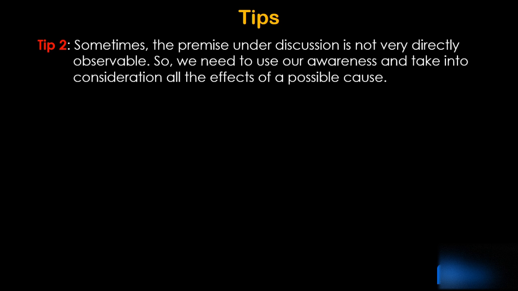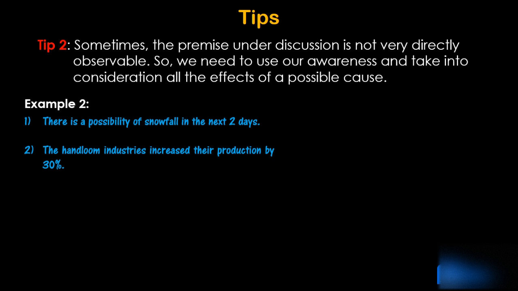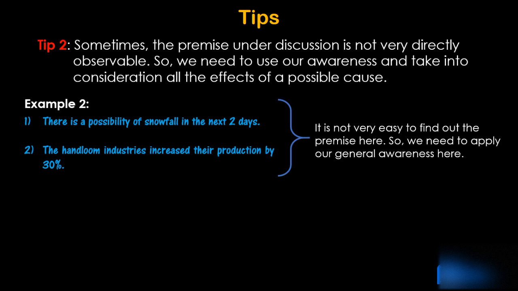Tip 2. Sometimes the premise under discussion is not very directly observable, so we need to use our awareness and take into consideration all the effects of a possible cause. As for example, this question here. 1. There is a possibility of snowfall in the next 2 days. 2. The handloom industries increased their production by 30%. For deriving the solution, it is not very easy to find out the premise here. So we need to apply our general awareness here.